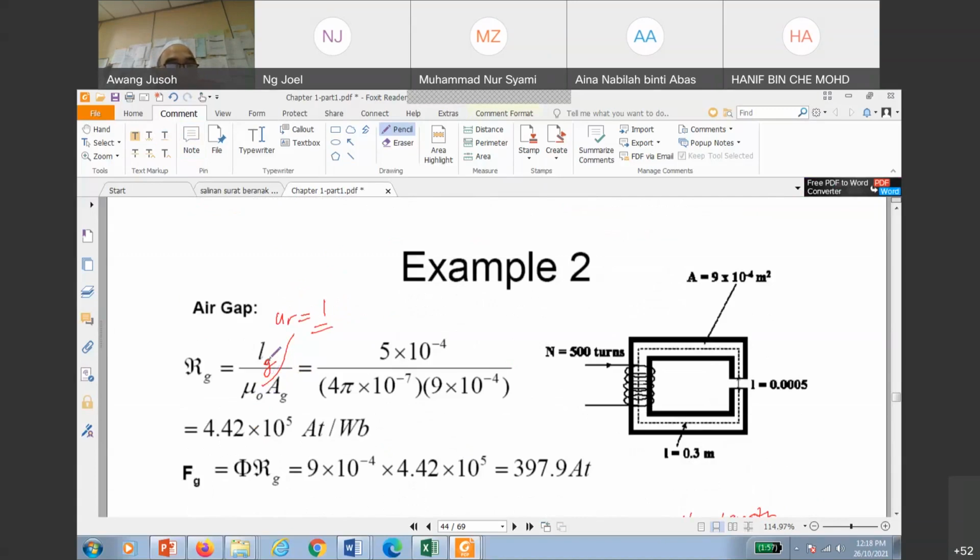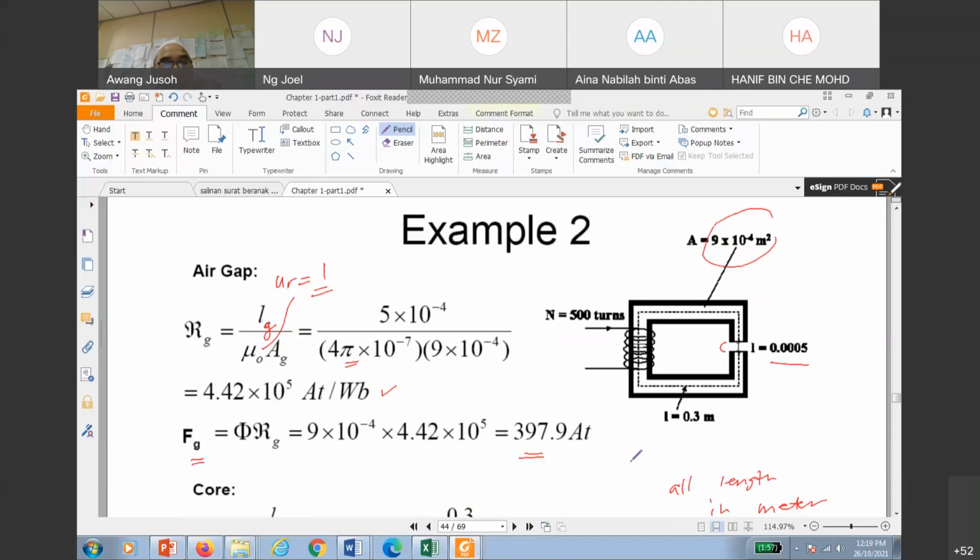Length of gap divided by mu naught A_G. So this is your length of air gap here, 0.005 meter, divided by mu naught, which is this constant. And A_G was given here just now. Then you plug in, and you get the R_G, which is the reluctance of the air gap. And then you can find F_G: flux multiplied by reluctance, you get this. This is the MMF stored at the air gap here, which is 397.9 ampere-turns. Right, this is for the air gap.